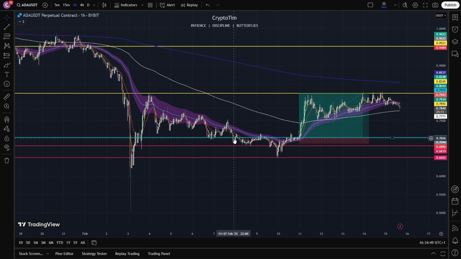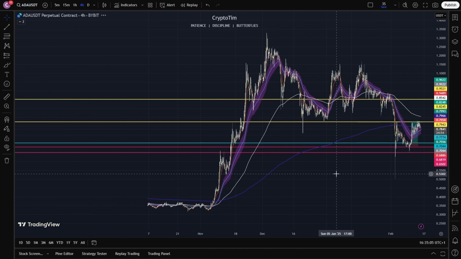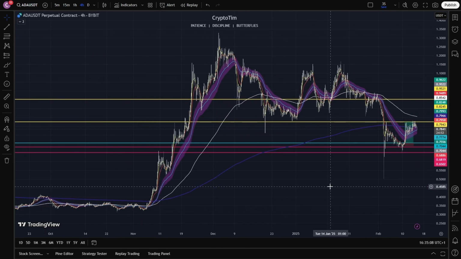It's purely a form of confluence. I will never take a trade purely based on EMA levels. There's a lot of times that I also just ignore my EMA levels on smaller time frames, but definitely on bigger time frames, they can be quite nice to find some type of support or resistance.